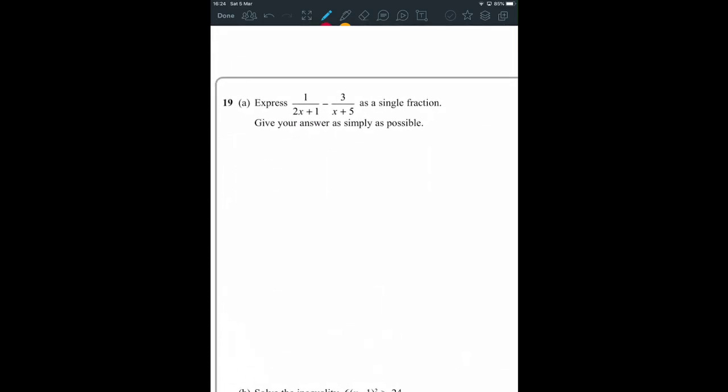Question 19, algebraic fractions. Express that as a single fraction. We need a common denominator first. Our common denominator with algebraic fractions normally is just the two fractions multiplied together. To make the first fraction work, I needed to times it by x plus 5. To make the second fraction work, I needed to multiply it by the 2x plus 1. And I've already combined them together as well.